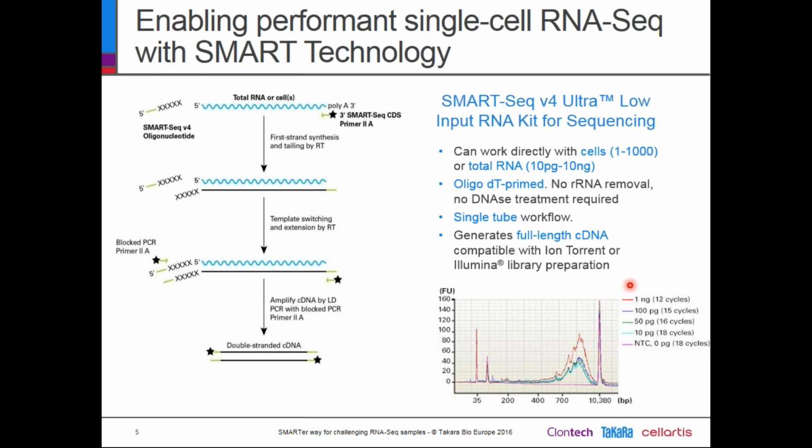The method is a single tube workflow, so limiting risk of contamination and degradation. And it will generate full-length cDNA, which is compatible for library prep with Ion Torrent or Illumina platforms. And you can see here an electropherogram, the typical trace that you can observe when using the SmartSeq V4 method with human sample. You can see that we obtain full-length cDNA between 400 base pairs and up to 14,000 base pairs, and with a peak at 2 kb.